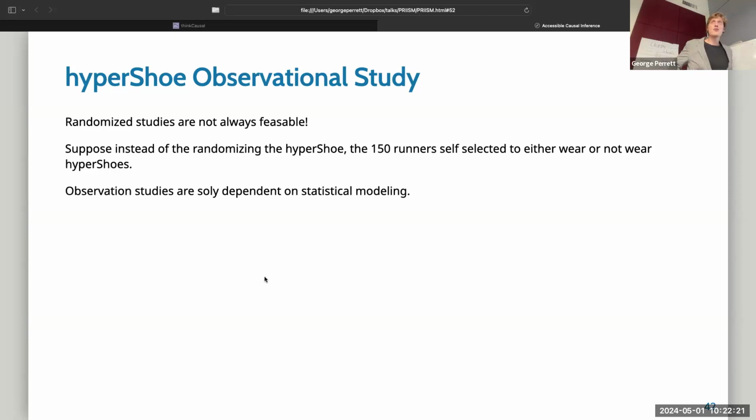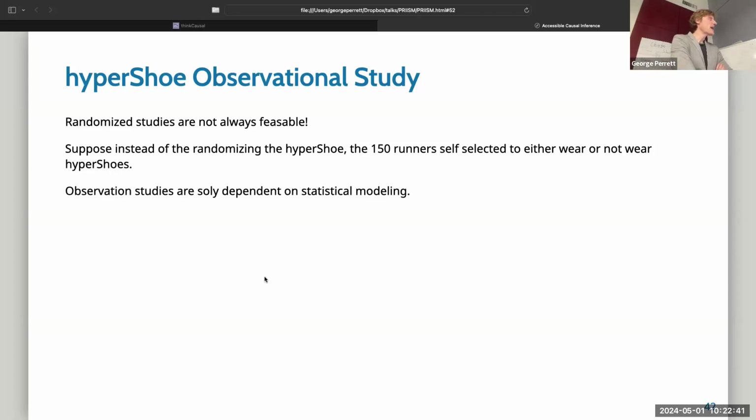And in the social and medical context, it's often really unethical to randomize people to things. It's really important societally to identify the causal effect of, say, education, but it would be considered grossly unethical to randomly determine who gets to go to college and who doesn't.